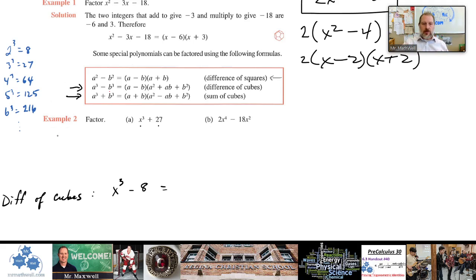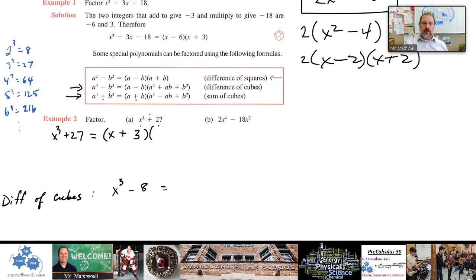So watch this. x cubed plus 27 would be equal to this. The cube root of x cubed is x. This is going to be a plus. If that's a plus, this is a plus. Notice that the sign is the same there. So it's going to be plus the cube root of 27, which is 3.